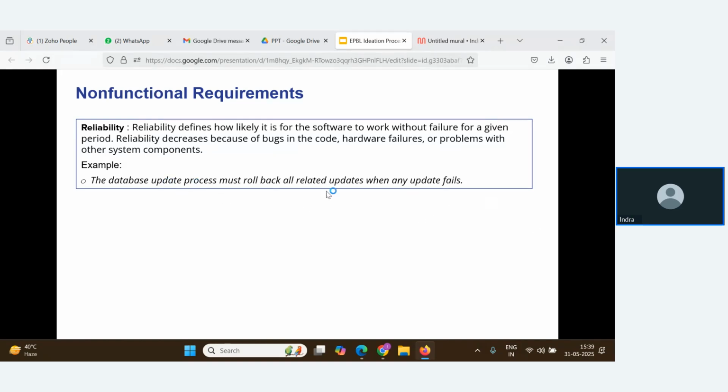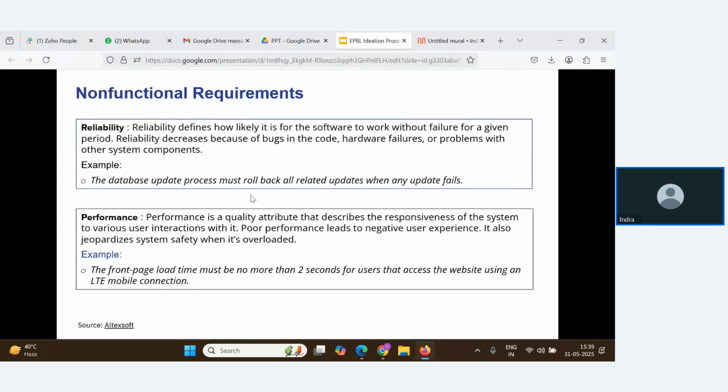Okay, so that is what you need to make sure the system is reliable. Then we have performance. Performance is about how fast and responsive the system is. If it is poor, it may lead to delays and user frustration. It can also harm the system if it is overloaded, right? For example, a website homepage should load within 2 seconds, even if it is accessed using slow internet. So that is how the performance should be.